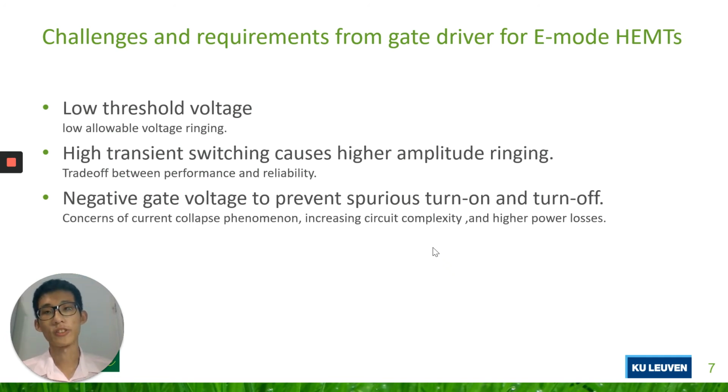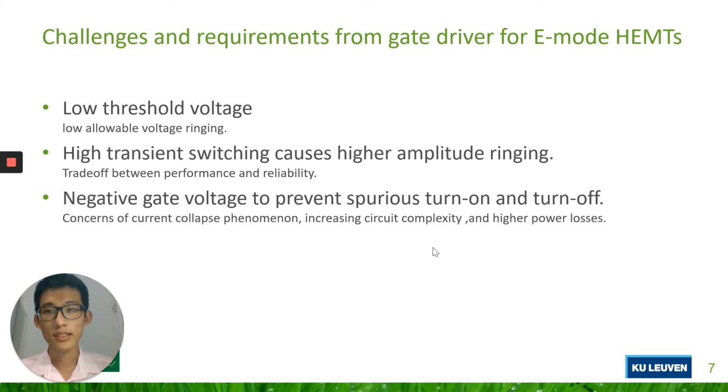The next part is the driving challenges for E-mode HEMT. Here, E-mode HEMT means a HEMT that achieves enhancement mode of operation by adding a P-GaN capping layer. Because driving cascode GaN is actually driving a low voltage silicon MOSFET, a standard driver designed for silicon MOSFET is compatible with cascode HEMT. But for E-mode HEMT, because the threshold voltage is low, it's easily turned on by voltage ringing. When the spurious turn-on or off happens, it might cause permanent damage to the devices.